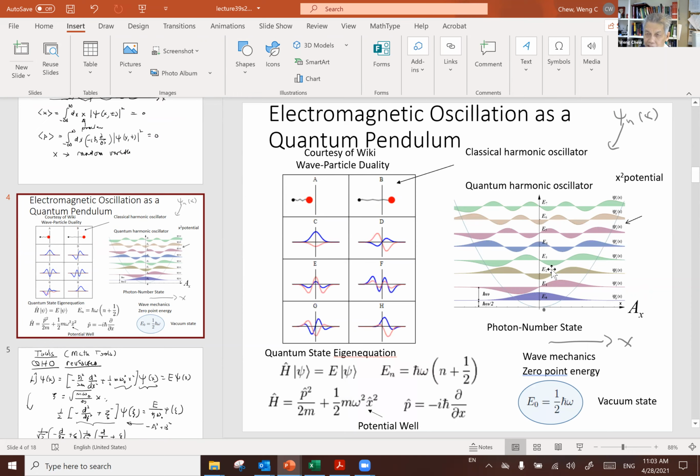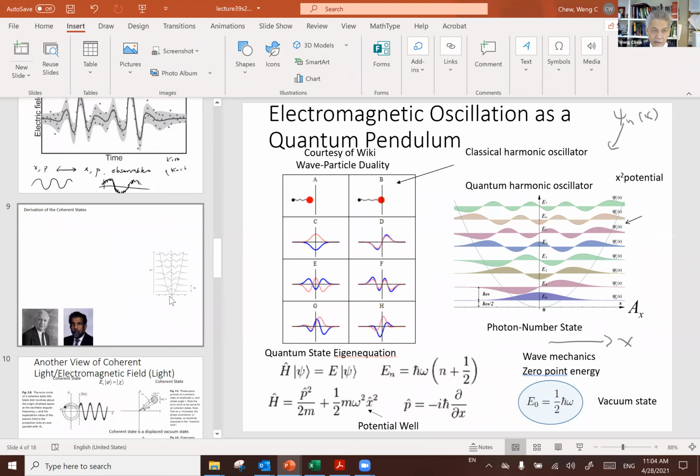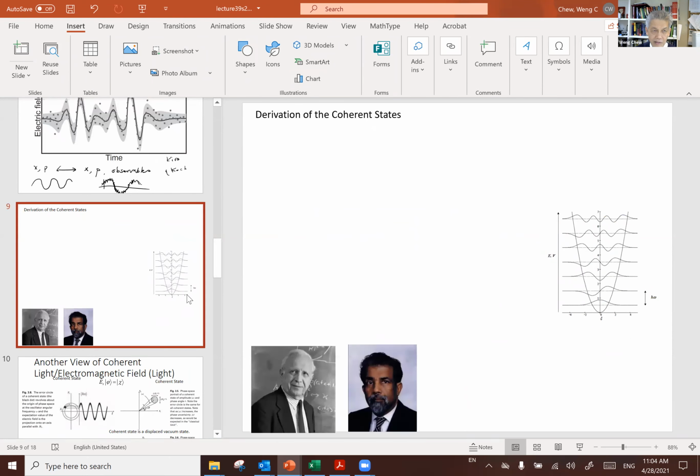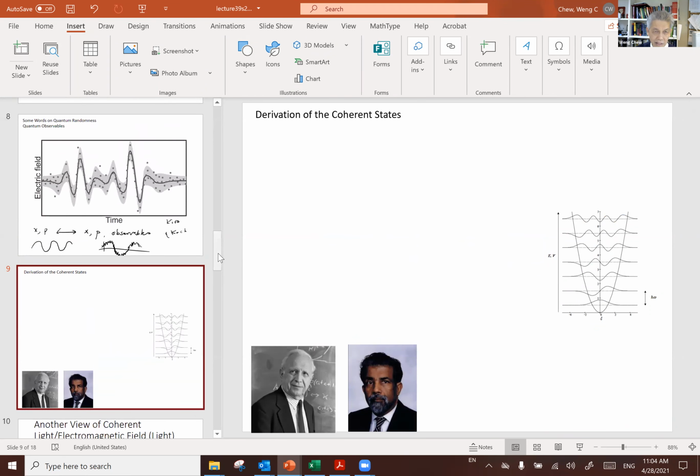They don't look at all localized like what you see in the classical world. So what we actually need to do is to take a linear superposition of these photon number states, superpose them so that they become a wave packet. And if we superpose them so that they become a wave packet, then what you have is what you see in the classical world as well. Okay, I will talk about this later on.